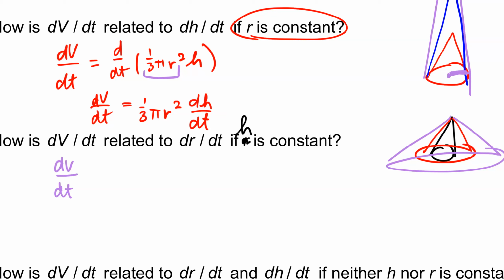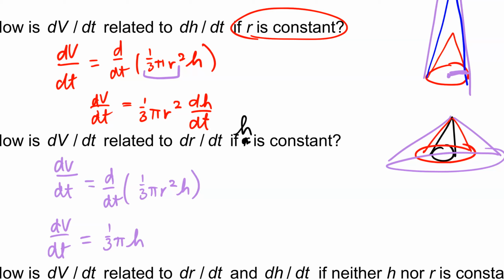Cool. So let's see. I'm going to take d/dt of the right side, so 1/3 pi r squared times h. H is a constant this time. Okay, so dV/dt. I'm going to write out all my letters: 1/3 pi times h because it's constant. And then I've got to take the derivative of r squared. Derivative of r squared is 2r times whatever dr/dt is, right?